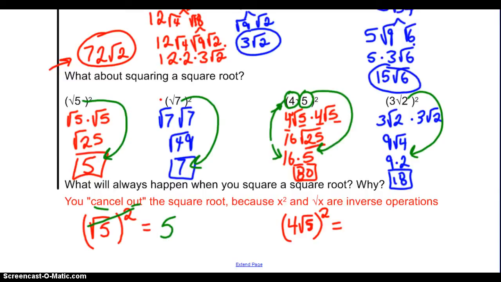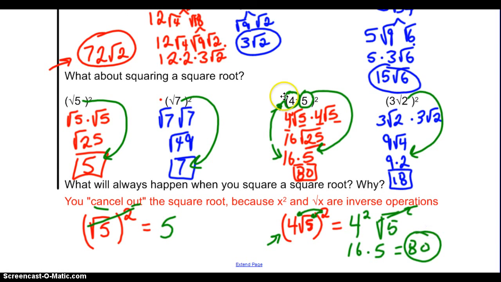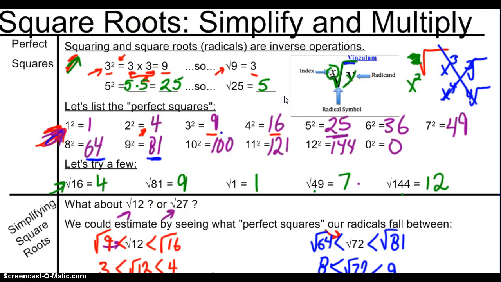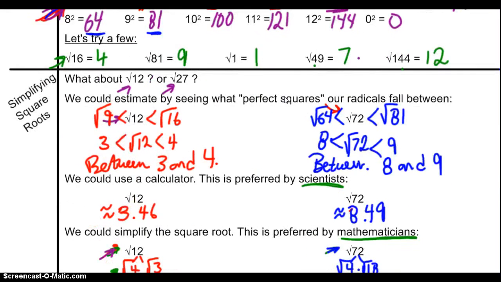It gets a little tricky when you look at something like 4 square root of 5 squared. We can kind of distribute that square and say, well, that's really just 4 squared times the square root of 5 squared. Those cancel each other out. 4 squared is 16, so we're left with 16 times 5, which we saw before was 80.